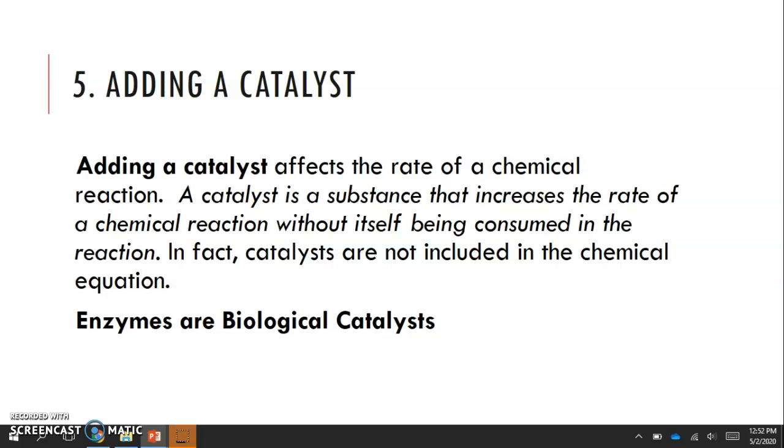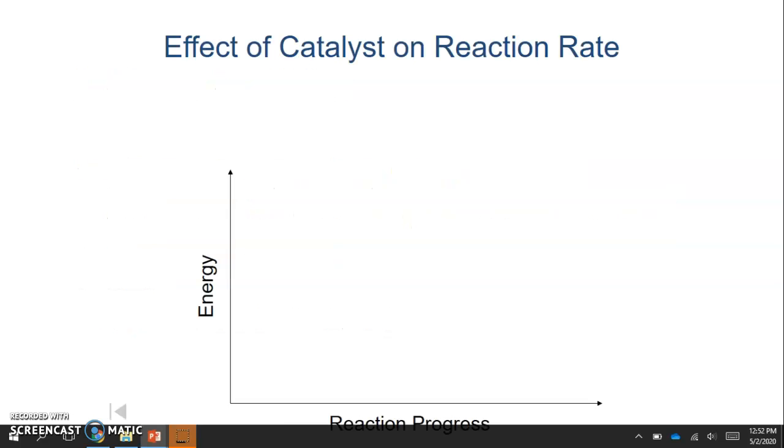Catalysts increase the rate of chemical reaction by lowering the activation energy. So it requires less energy to get your reaction going, so it can increase the amount of products that are being made in the same amount of time. Okay, so you're increasing your reaction rate because you're decreasing the amount of energy that it actually takes to get the reaction up and going.